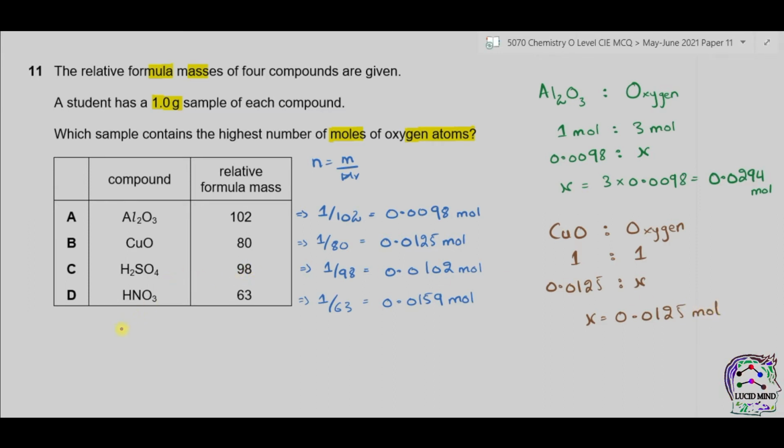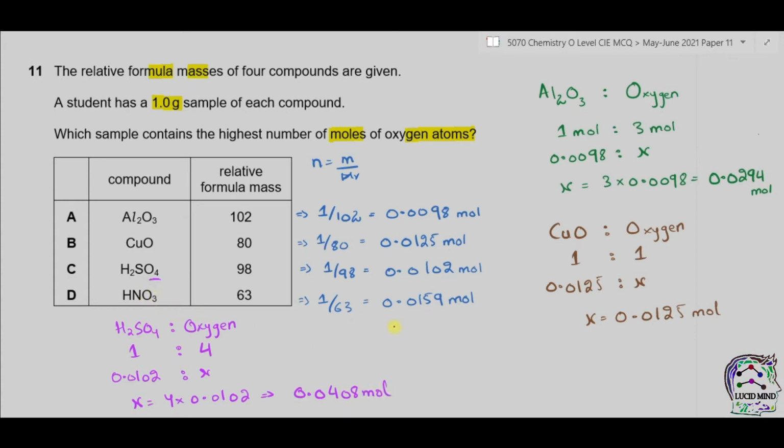Similarly for sulfuric acid, in the formula we have 4 oxygen atoms, so therefore 1 mole of sulfuric acid has 4 moles of oxygen atoms. So 0.0102 will be X, cross multiplying, it is equal to 0.0408 moles.